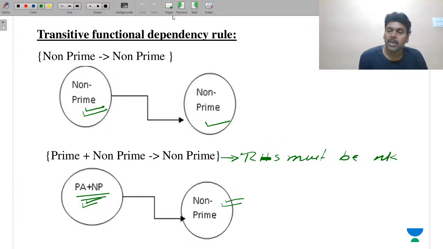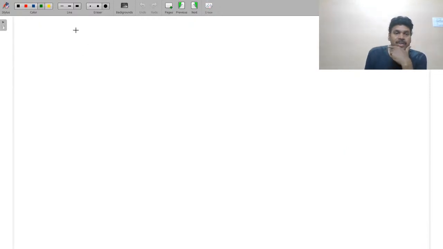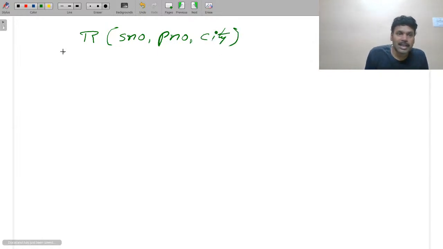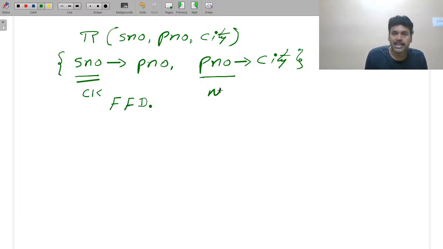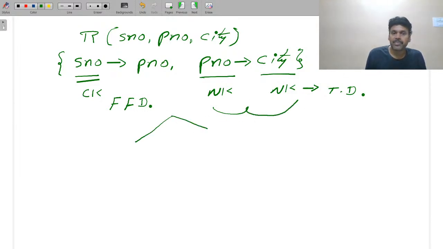So friends, now let us see how you are going to avoid transitive dependencies. As per the previous table R, we have S number, P number and city. And the functional dependencies are S number to P number and P number implies city. Okay, we understand this is the candidate key and fully functional dependency. This is the non-key and this is the non-key. We understand it is a transitive dependency.